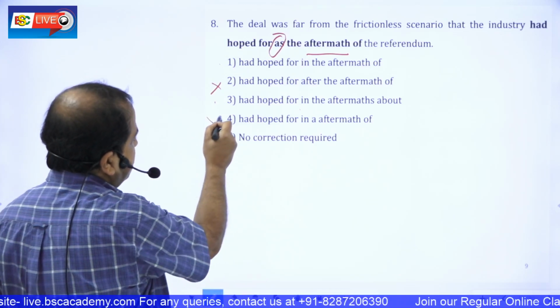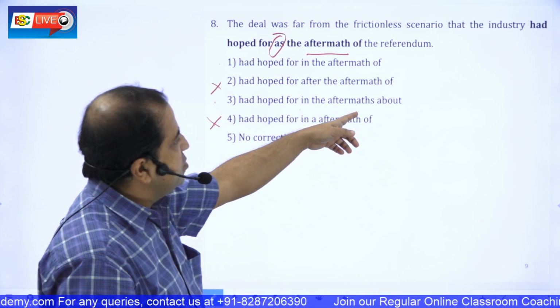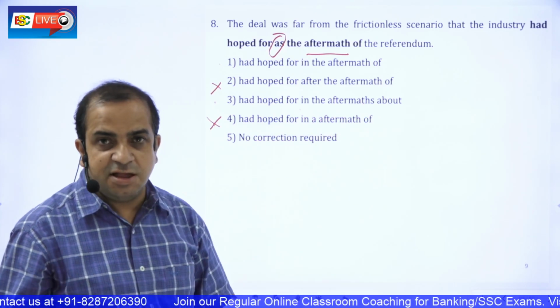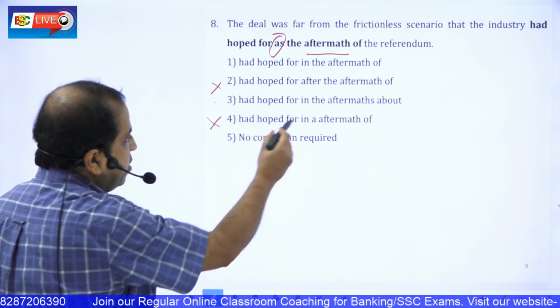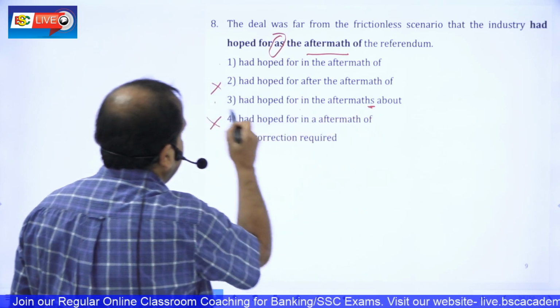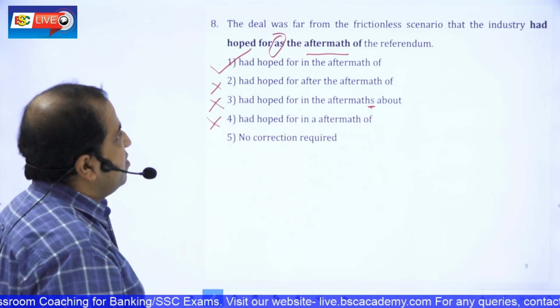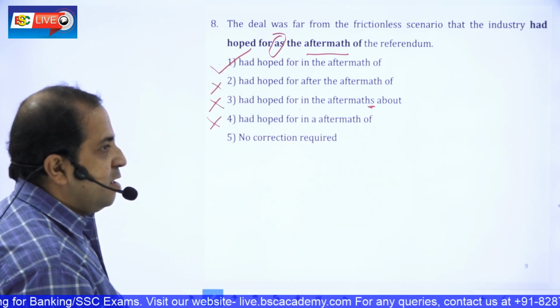So we can't go for this. And aftermath is not used as plural. Aftermath, its meaning is plural, consequences, ill effects, but it's not used as aftermaths. So ये भी नहीं होगा. This one, we go for this. The deal was far from the frictionless scenario.